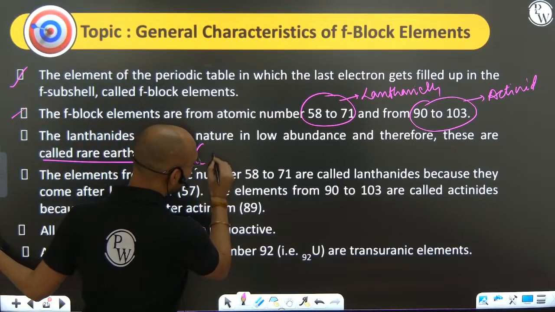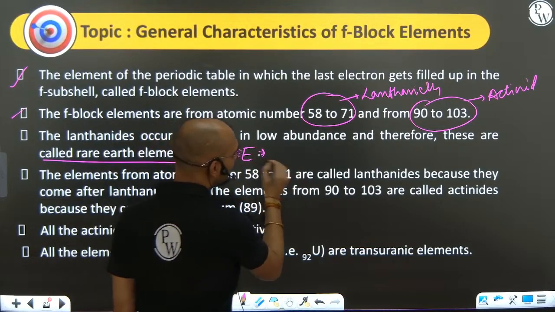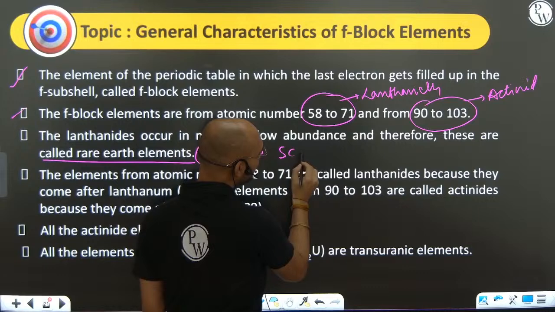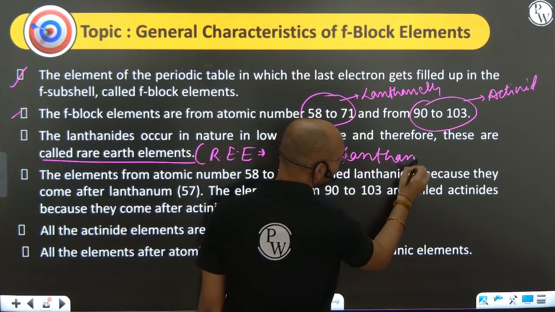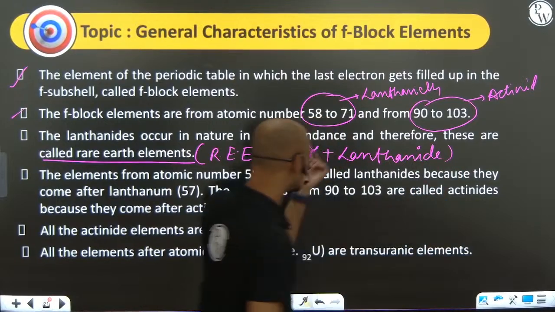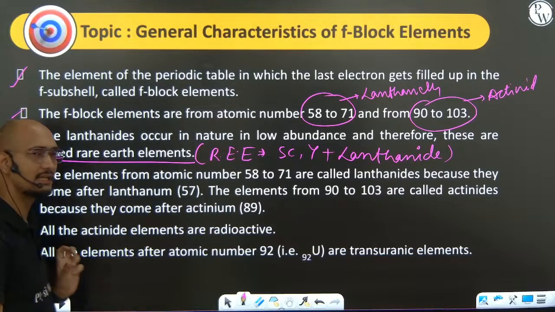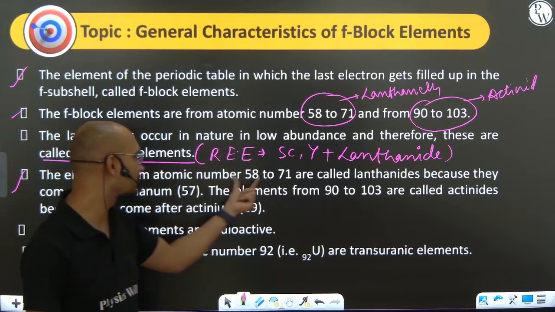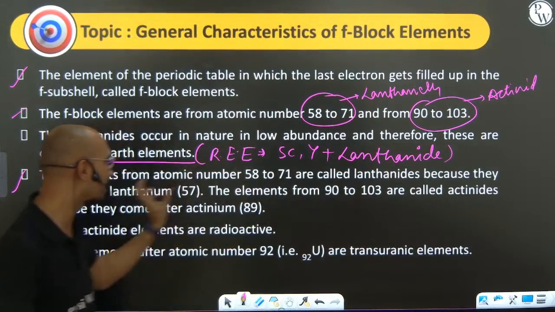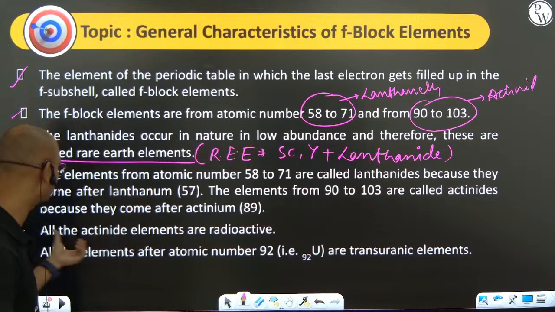Now, what are the rare earth elements? You can just take scandium, yttrium plus all the lanthanides. All the lanthanides with scandium and yttrium are called rare earth elements. Please keep in mind, because they are very less in amount in nature. Next, the elements from atomic number 57 to 70 are called lanthanides, while 90 to 103 are called actinides because they come after lanthanum.